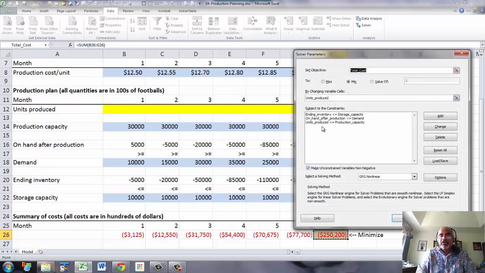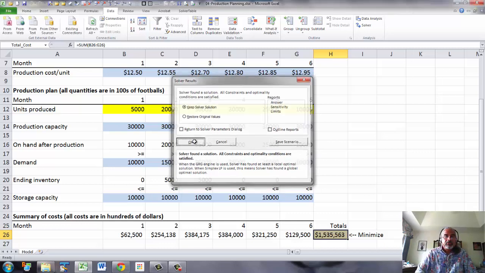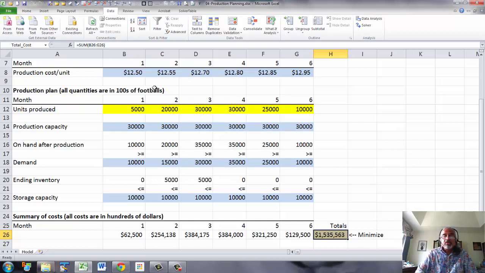So these are the three constraints. So now non-negative, we have to make sure that this is simplex LP. Now click solve and make sure that you found a solution. So now we're going to run a solver table for this model. Okay, so here's the solution, how many units you need to produce and what will be the total cost.